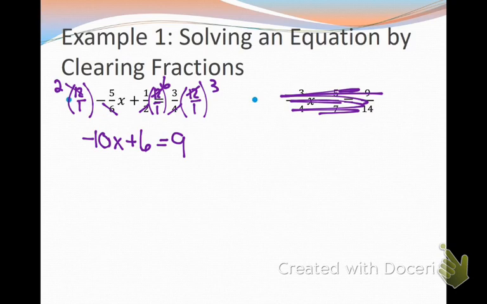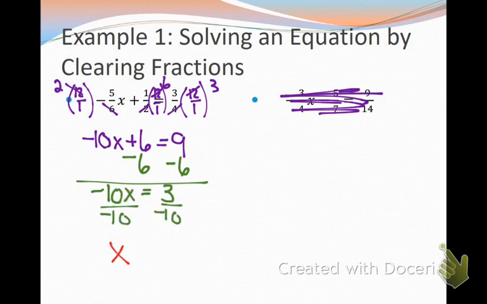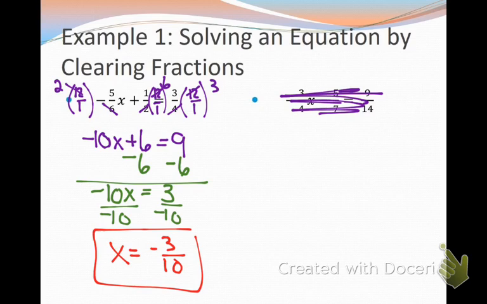All right, now what do I do to both sides first? Subtract 6. Now what do I do to both sides? Divide by negative 10. X equals negative 3 over 10. All right, who got it right? Negative 3 over 10. Okay, doing much, much better.